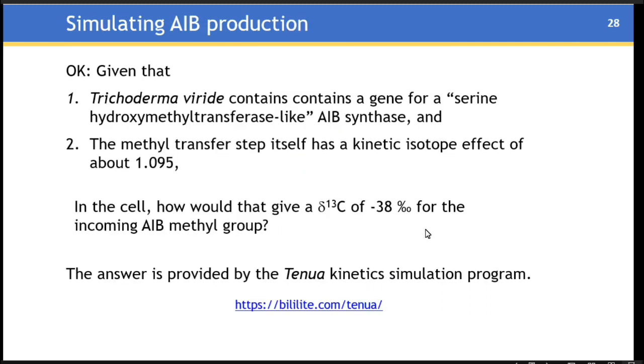Okay, given that the Trichoderma viride contains a gene for a serine hydroxymethyl transferase-like enzyme, and that the methyl transfer step has a kinetic isotope effect of 1.095, how would that translate into a del C13 of -38 for an incoming methyl group? And to answer that, we need to use a kinetic simulation program. The one I use is called Tenua. It's Java-based.